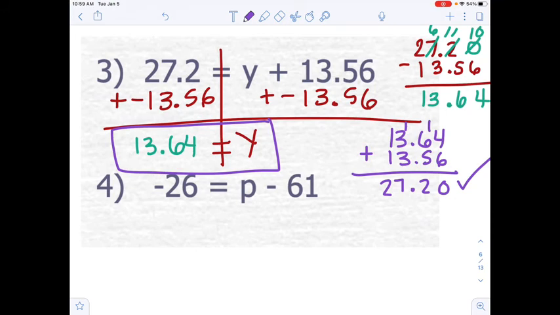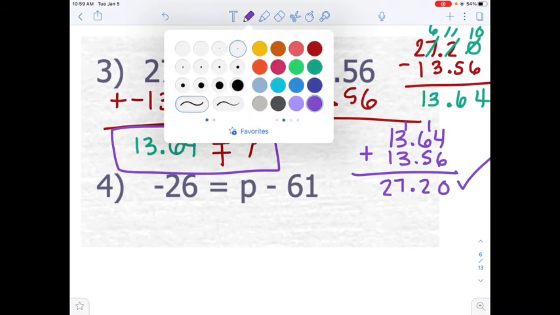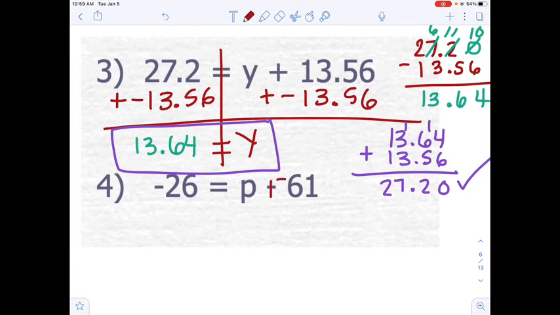And lastly, we have negative 26 equals p minus 61. Again, I'm going to add up wherever I can, draw a line down my equal sign, and then I'm going to add the opposite to both sides. So I want to get p by itself, so I'm going to add the opposite of negative 61 to both sides. So I'm going to add positive 61 to both sides.